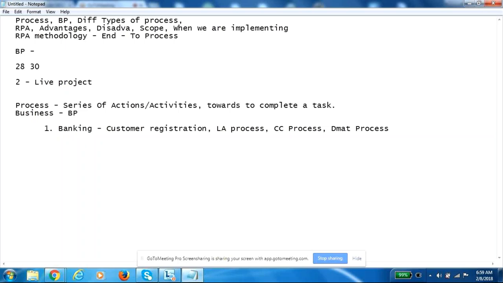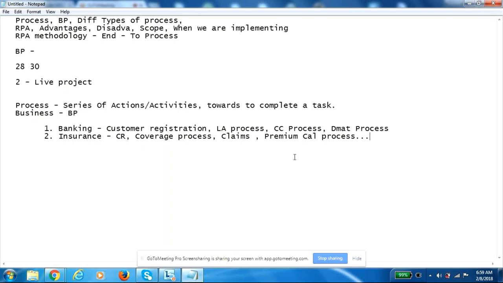Any business, like the second example, the insurance business. What is that? Same thing again. Customer registration. Next one is the coverage process. Next one is the claims process. If the customer has met with an accident, he has to claim the insurance coverage. What is the procedure they need to follow? He has to report to the insurance company, explain the problem, take photographs of the accident location, and send them to the insurance company. The verification team will verify it, approve it, and send the coverage amount. Next one is the premium calculation process. A different process. This is for the insurance business.